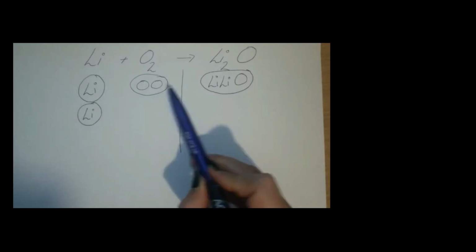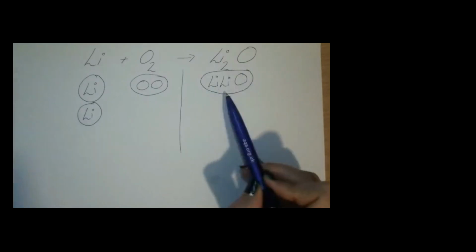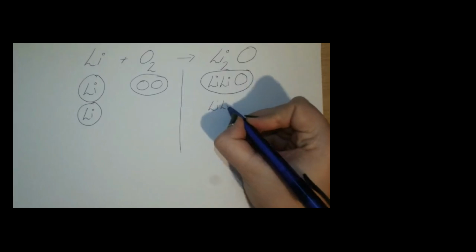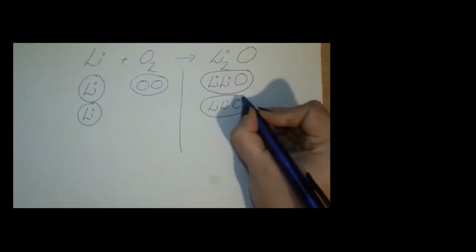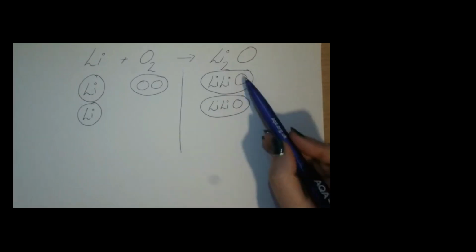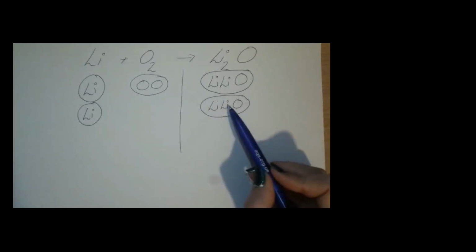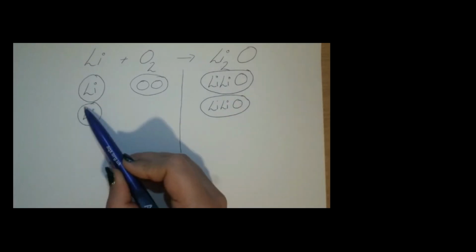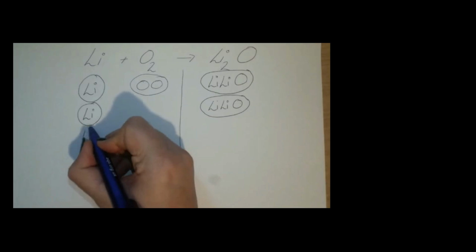2 on this side, but only 1 on this side. So to make another one here, we have to use a whole bubble. We can't just add the oxygen. Are we done? Not quite. Our oxygens are fine, but by adding a whole new bubble here, we've now got 1, 2, 3, 4 lithiums. We've only got 2 over here. So we need to add more lithium.